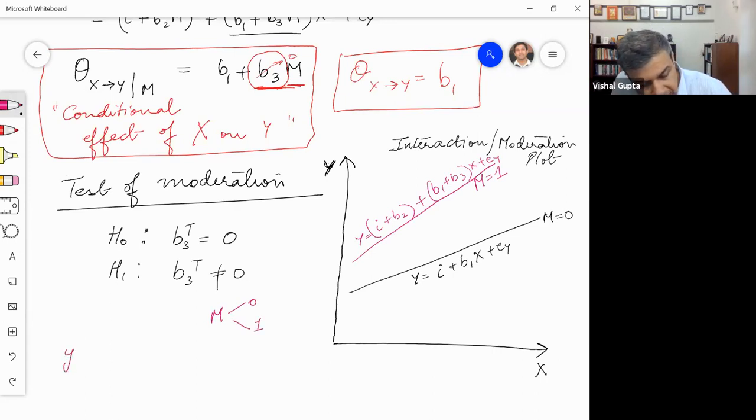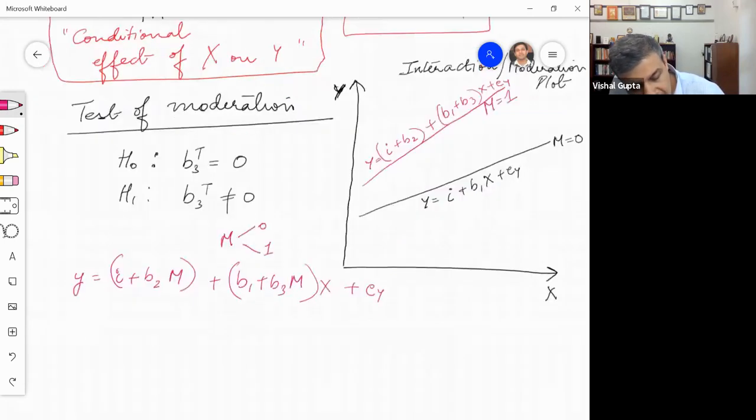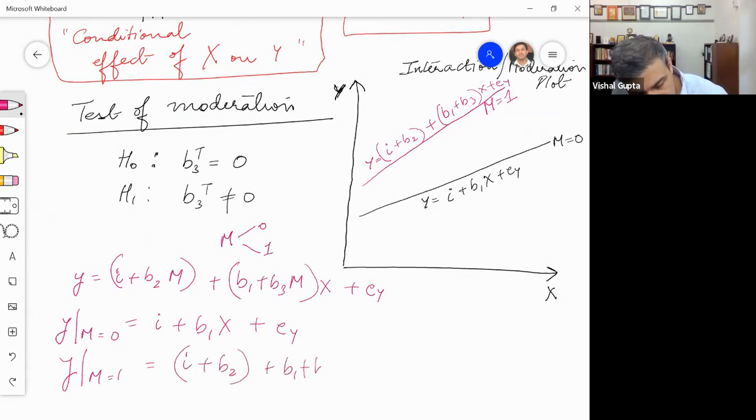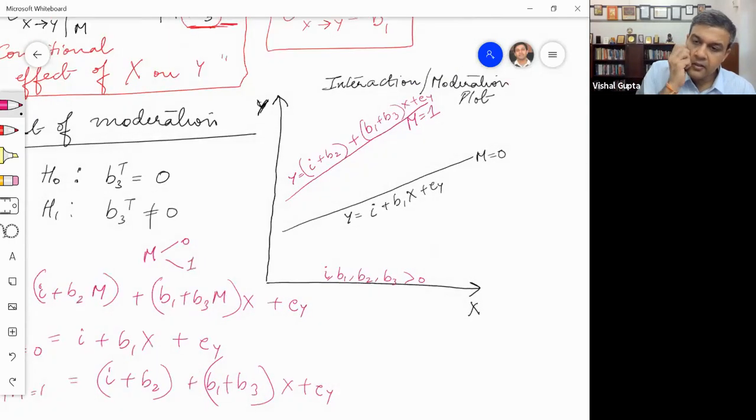So if you plug it in this line, b2m, this was one term, and then we got b1 plus b3m times x plus e of y. So you can get these two lines. Y when m is equal to 0 is I plus b1x, and y when m is equal to 1, you get b1 plus b3 times x. Obviously, all of this plot that I have shown is with an assumption that all these coefficients are positive, greater than 0. If the signs change, if they become negative, then your plots will change.